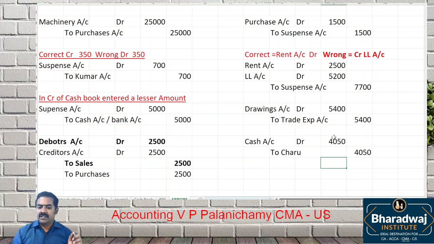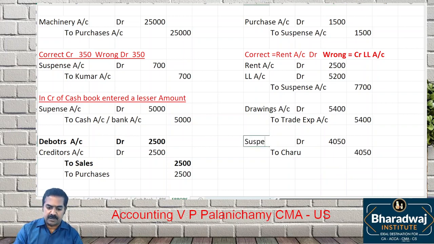Suppose it was posted in Charu account, what would you have done? Instead of journal proper, suppose they would have used the word Charu account was improperly posted, what would we do? Instead of cash, which account should have been used? Suspense account. If it is an error in posting, here the error is not in posting. Error is in which account? Journal itself.